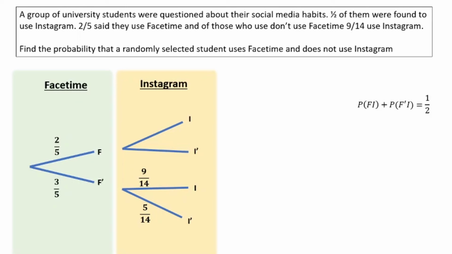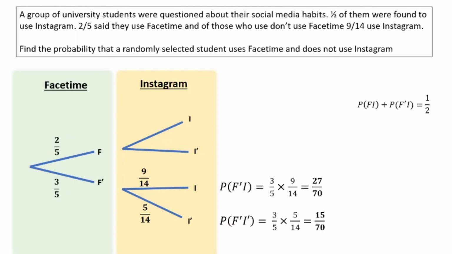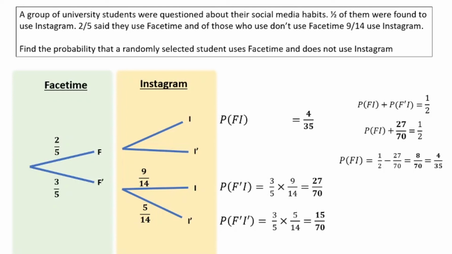Okay, where can we go from here? We don't have enough information about the top right set of branches. And if I go back to that first fact that I wrote down, the probability of FaceTime and Instagram plus F-I dash equals a half. Well, now I know F'-I. We can do some smart rearranging. The probability of F-I is 4/35.